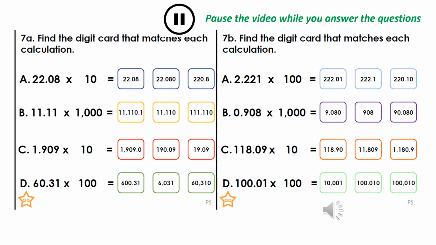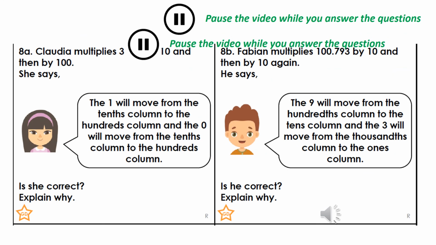Read the question carefully, look very closely at the numbers. There are commas in there for where they're separating the thousands, and there's decimal points, so make sure you're reading the number accurately. Off you go. The answers for 7A and 7B and 8A and 8B will be on the next slide.